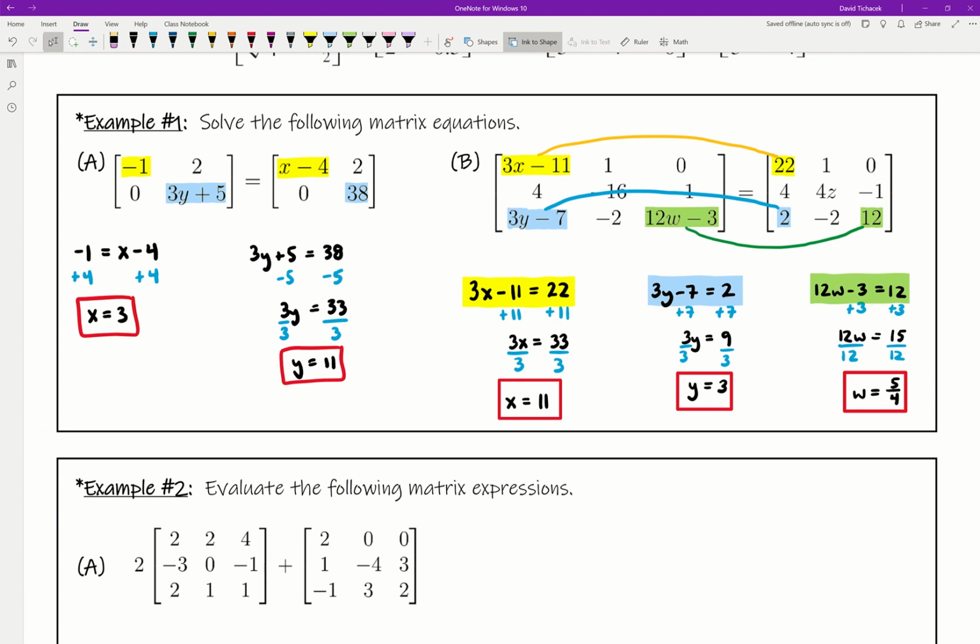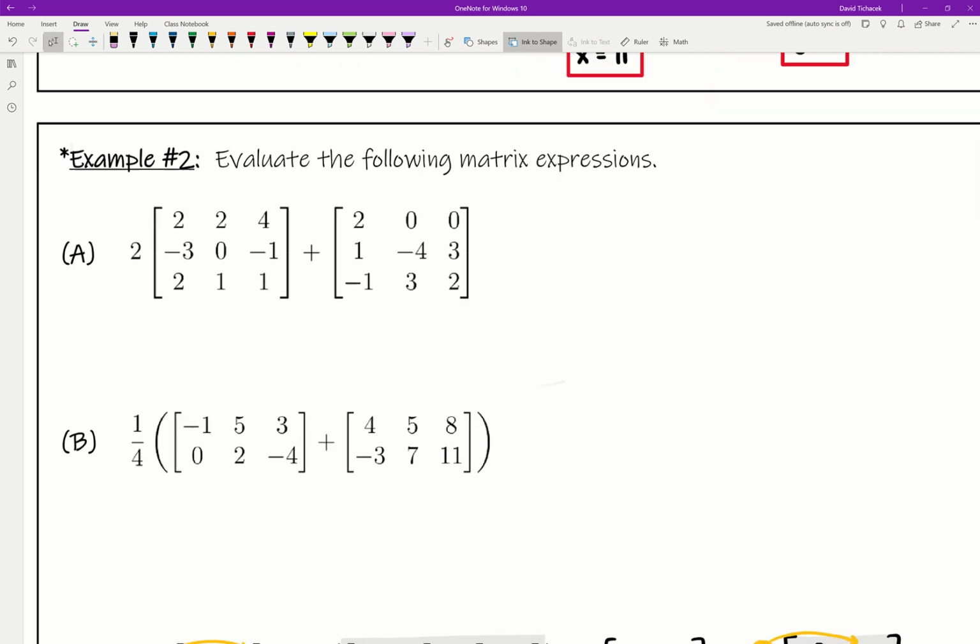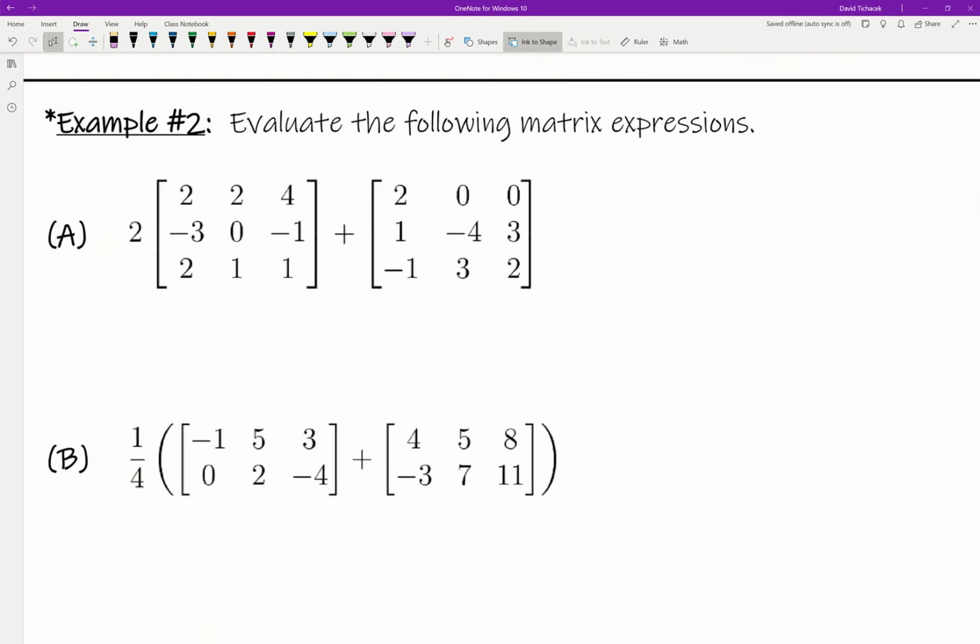How I'd like to continue this video is by taking a look at a couple of examples of what we talked about in the previous video, doing combinations of operations with matrices. In the next example, it says evaluate the following matrix expressions. Here we have 2 times this 3 by 3 matrix. It's always good to keep track of the order of the matrices we're working with, because remember we said in the last video that we're not able to do operations with 2 different matrices unless they have the exact same order. Checking that real quick, these are 2 3 by 3 matrices, so that checks out.